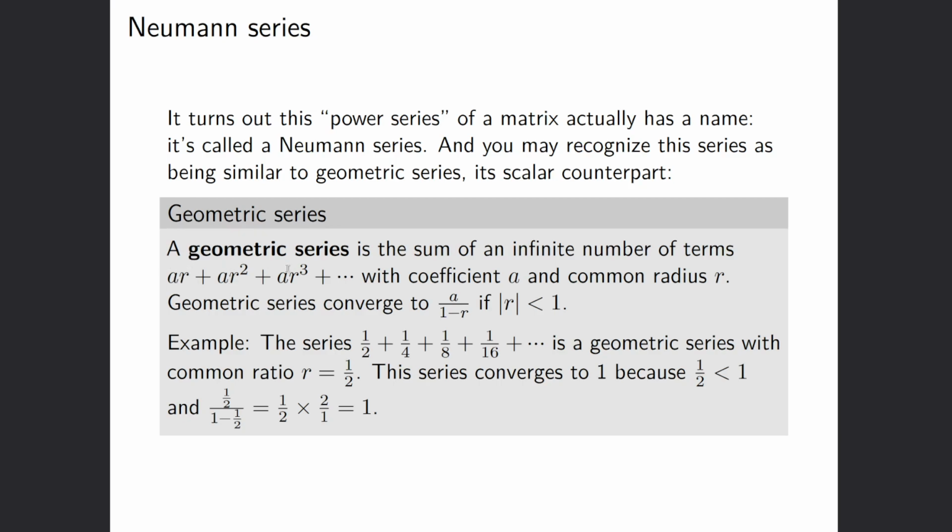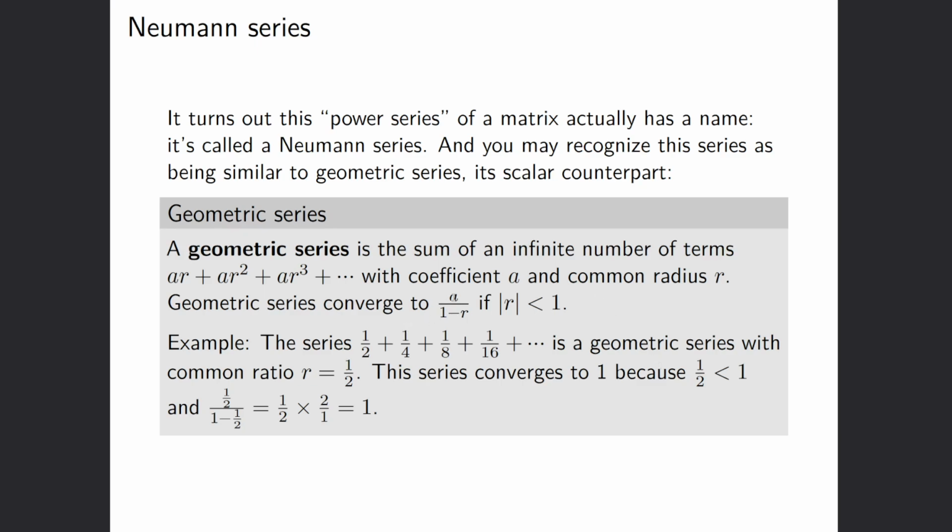like AR squared, AR cubed, where A is some constant coefficient, and R is some common ratio, where we just keep multiplying the term by R over and over again, and we just add up all the results. So as an example, we can look at 1/2 plus 1/4 plus 1/8 plus 1/16, etc. You might know this from Zeno's paradox, where Achilles is trying to run and he runs half the distance between where he is and the finish line every time. And does he ever reach the end? Well, apparently at infinity he does, right?